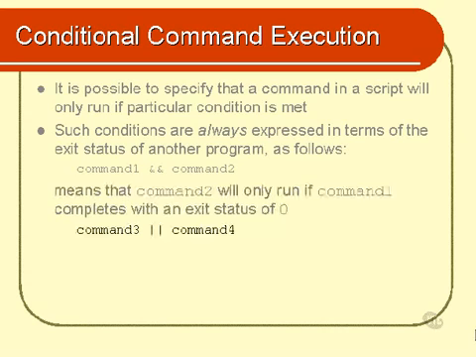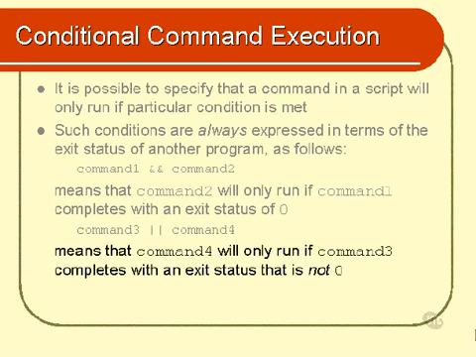There's another one, which uses the double pipe symbol, ||. A C programmer will be familiar with that symbol. They'll know that it means OR, and it means essentially run command 4 only if command 3 completed with an exit status that is not 0. In other words, if command 3 produced some kind of error, then run command 4. Or, put another way, if command 3 returned false, then run command 4.